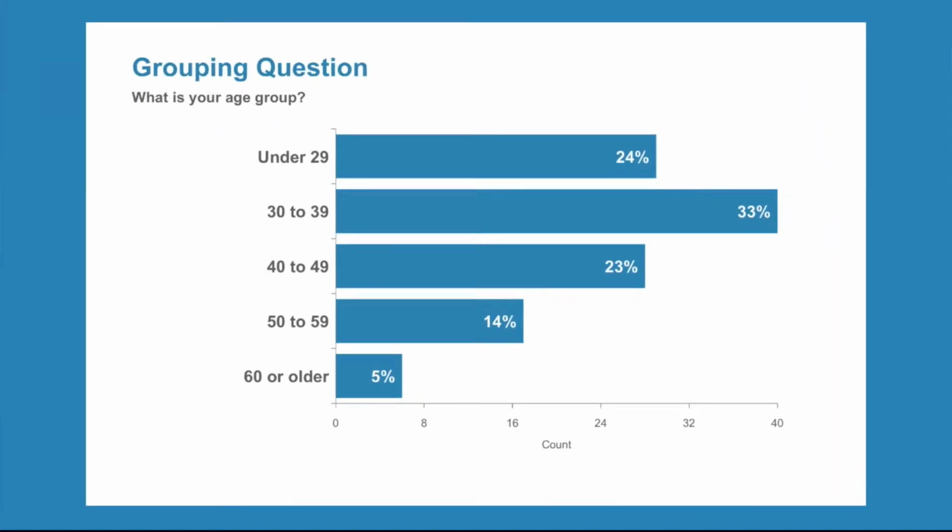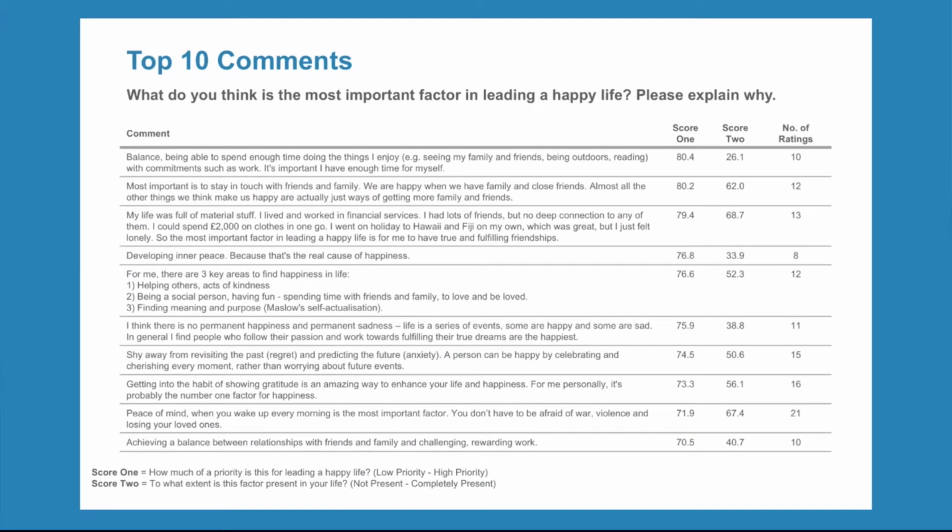Standard survey stuff, the grouping questions split by demographics, but one of the automated outputs that we like so much, which is very simple, is just here's all the comments ranked in order of what the community think of them, based on these two evaluation criteria. In this case, score 1, which was how much of a priority is this for leading a happy life, and score 2, which is to what extent is this factor present in your life. This is extremely helpful as a quick and valid way of dealing with thousands of comments. Just read the top 50 comments. They've already been analysed by the community to say these are the top comments that you should read.